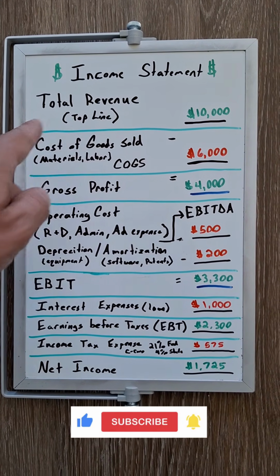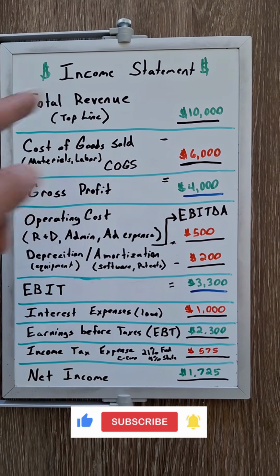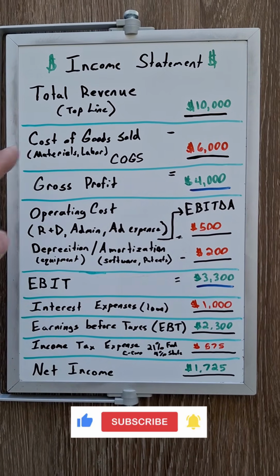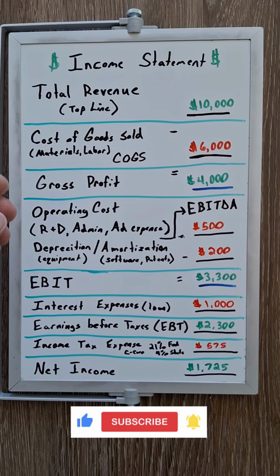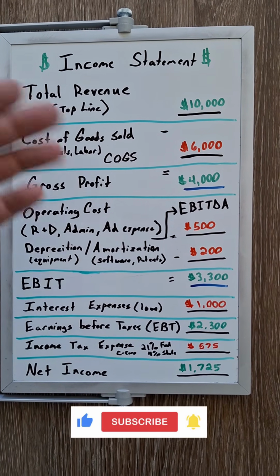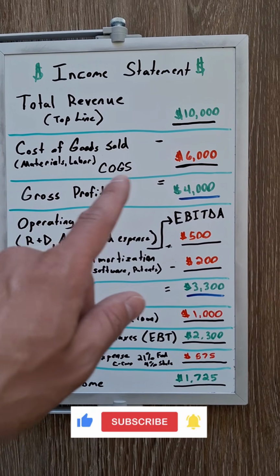This is the total revenue, which is also referred to as the top line. Let's say this business made $10,000. So we want to see what it cost them to generate that $10,000. That's under your cost of goods sold. That includes the materials, the things that you had to buy to make the product that you're making, and the labor costs, how much you had to pay people to make that thing for you. That's often referred to as COGS, cost of goods sold.